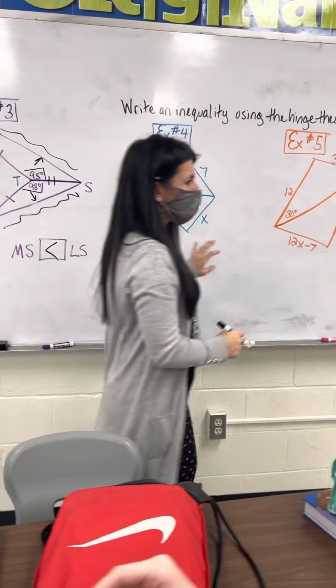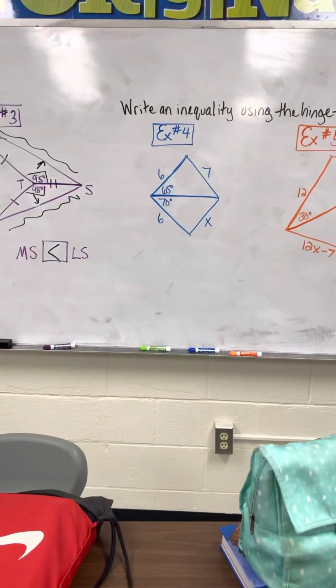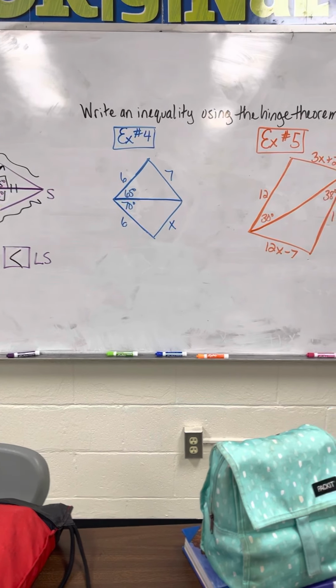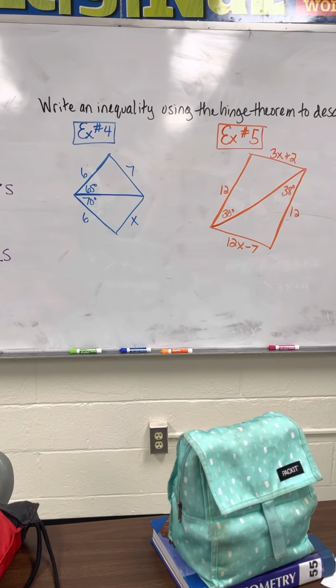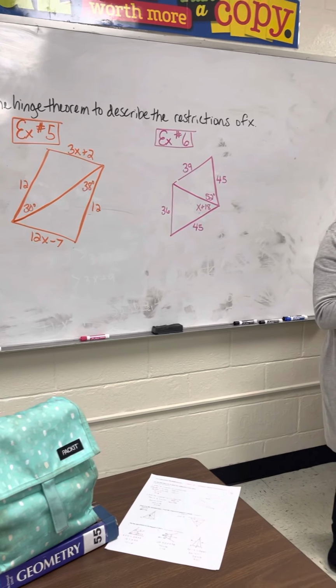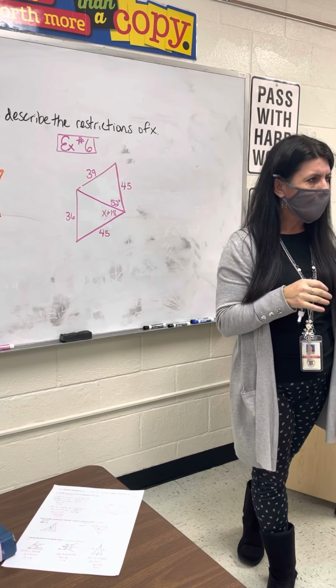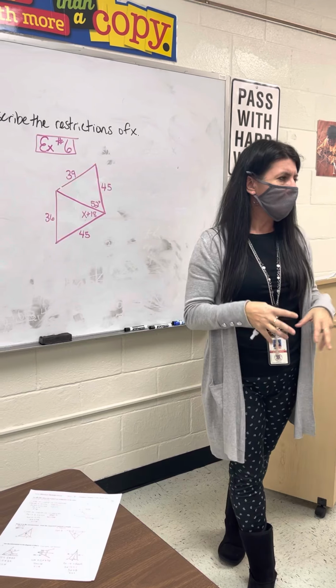The next section takes it a little bit further. It says, write an inequality using the hinge theorem to describe the restrictions of X. Remember some of the problems that we did last time were very similar. It said describe. That means that there's going to be more than one possible answer.